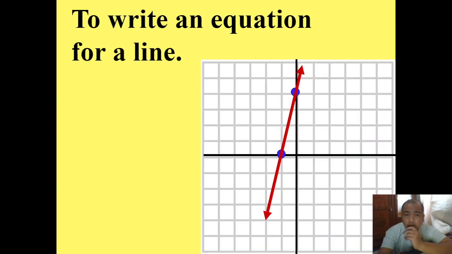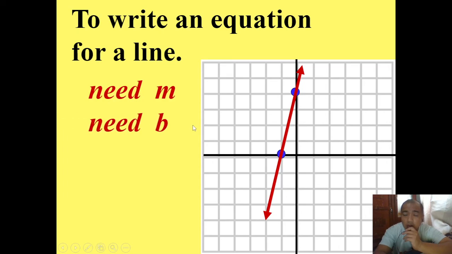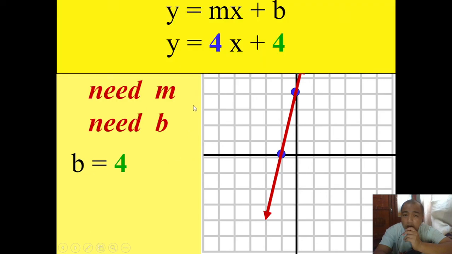So to write an equation for a line, okay, this time we will learn how to find the equation of a line given the graph. So for this graph, we need to know the slope and we need to know the y-intercept. So in the graph, the y-intercept is 1, 2, 3, 4, positive 4. And what is the slope? Y equals mx plus b, y equals 4x plus 4. Why? Because the slope is 1, 2, 3, 4 over 1. 4 divided by 1 is 4.